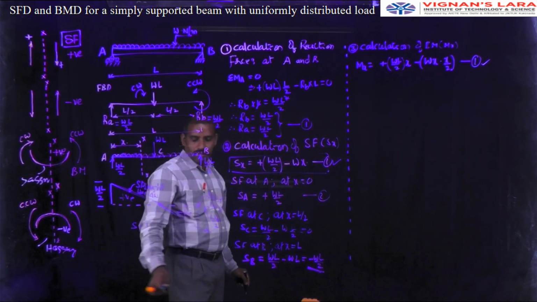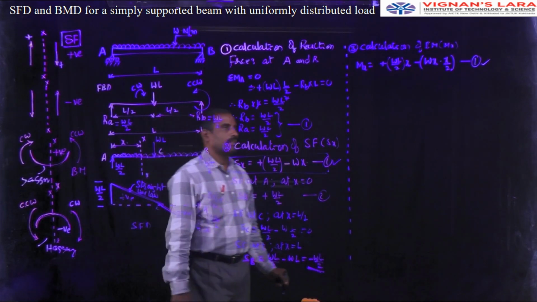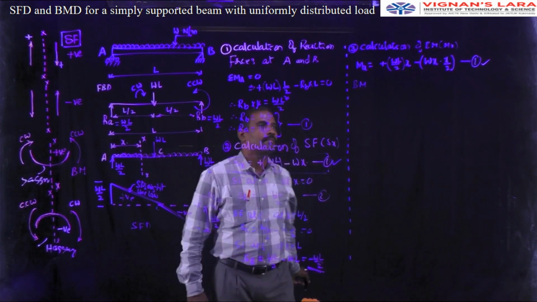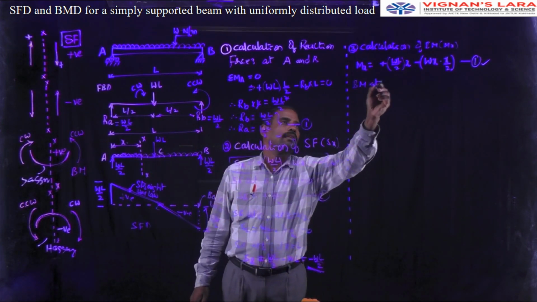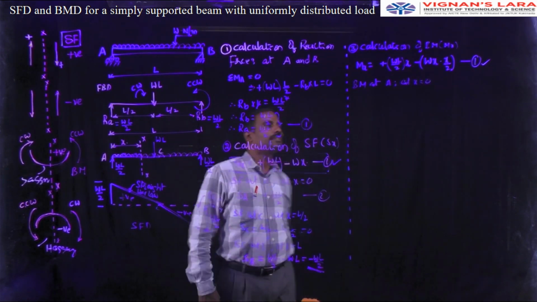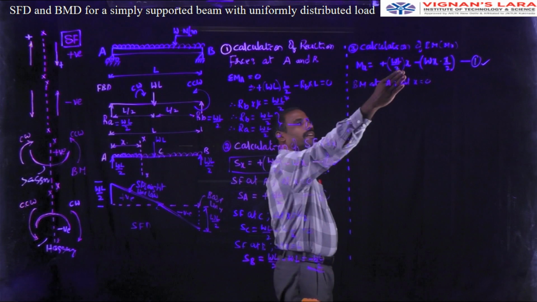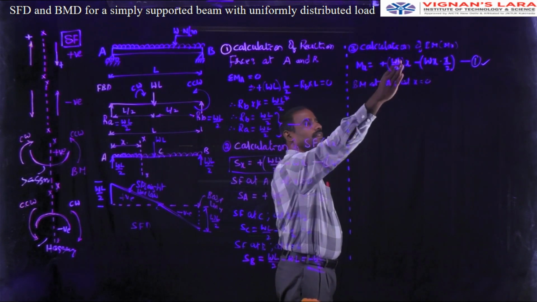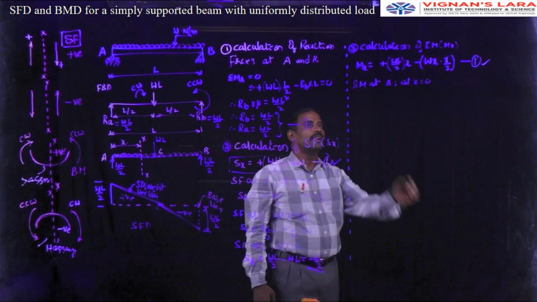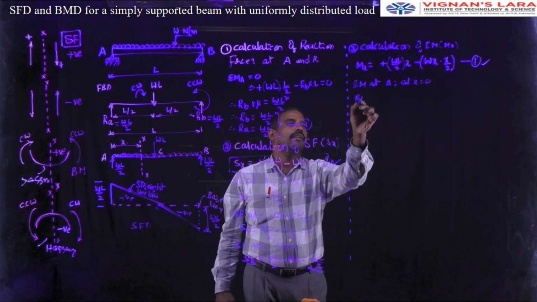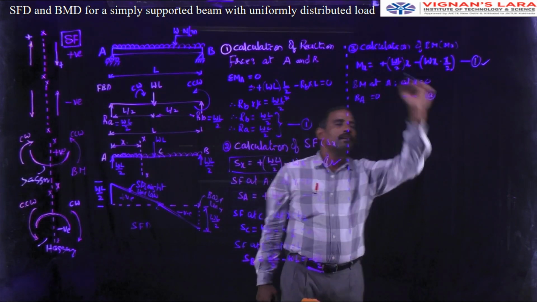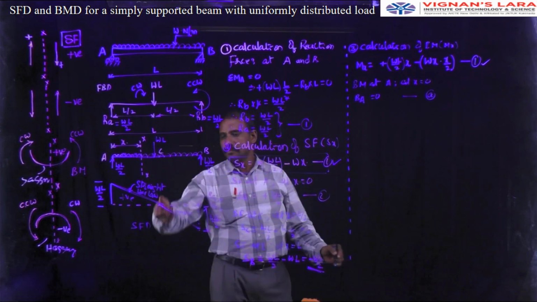Then I can find out the moment at any point. Simply, what about the bending moment at A? It means at x is equal to 0. No doubt at all. When you substitute x is equal to 0, this term is 0. Again, when you substitute x is equal to 0, this is also 0. It means the bending moment at A is equal to 0.